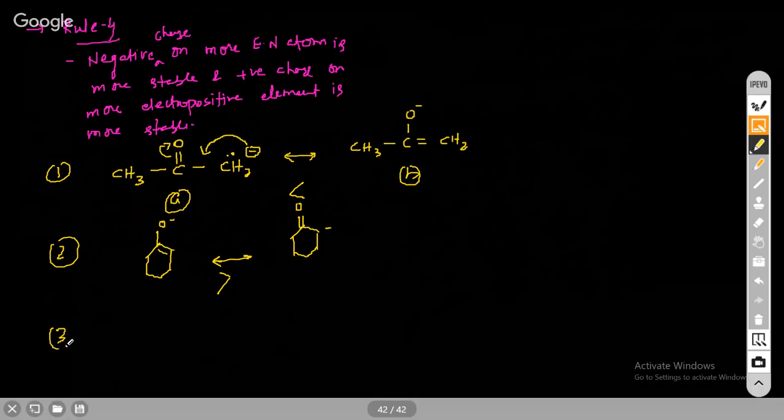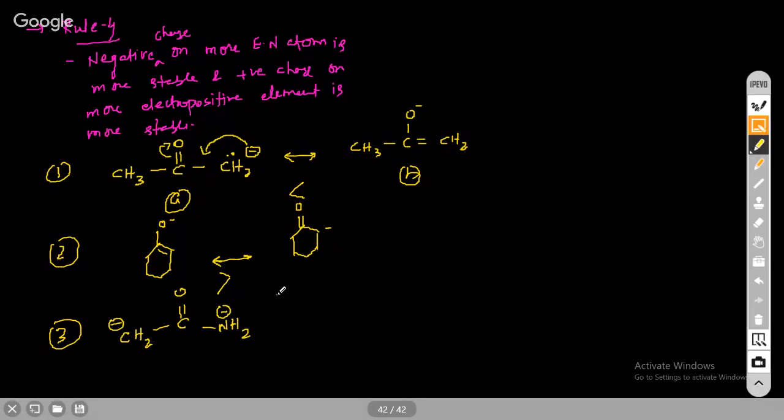One more example. See, all these are questions only. In GOC, whatever examples we do, those are questions themselves. So we are discussing questions only. Suppose we write down CH2 negative, C double bond O, NH2 negative. The first resonating structure of this will be this negative charge comes over here, this pi electron goes here. So we'll get CH2 double bond, C single bond O minus and NH2 minus.